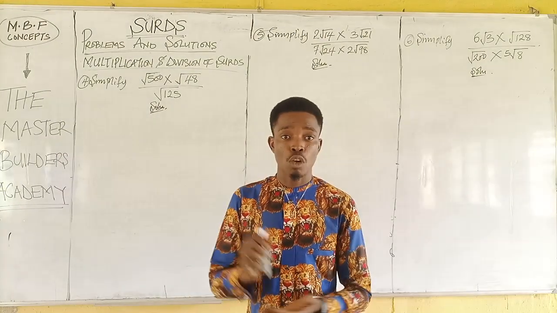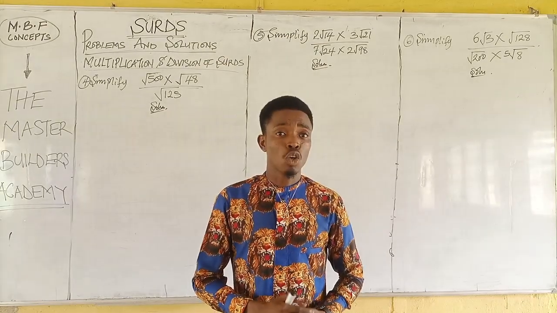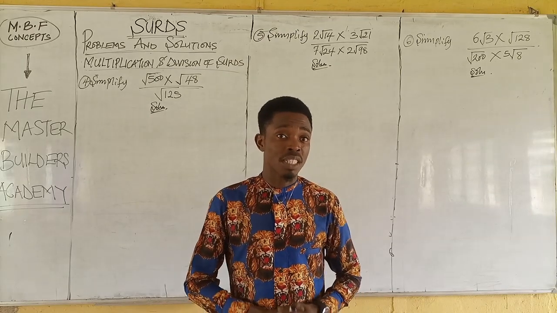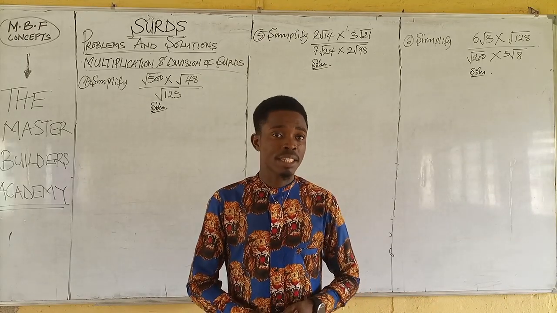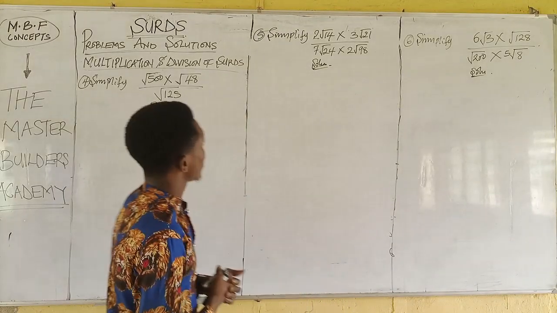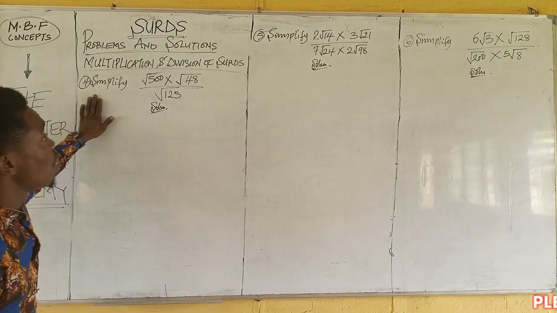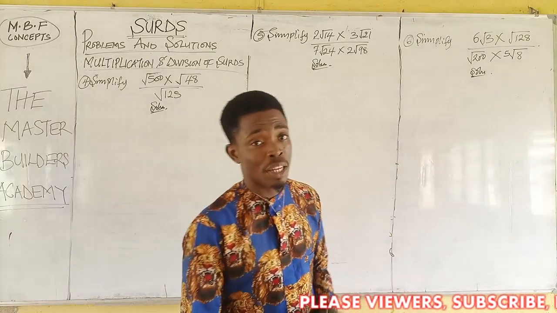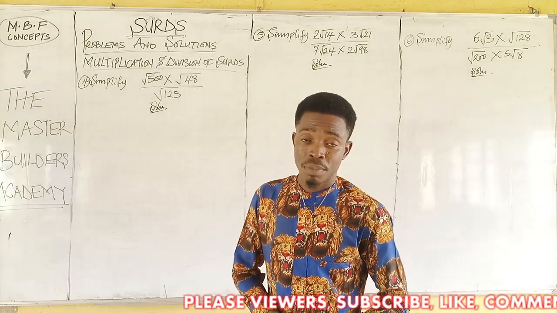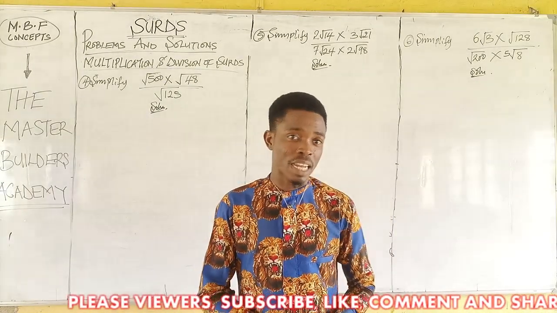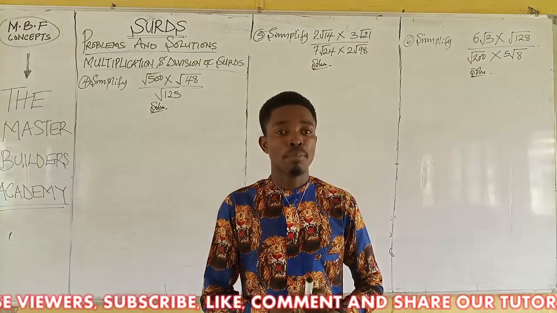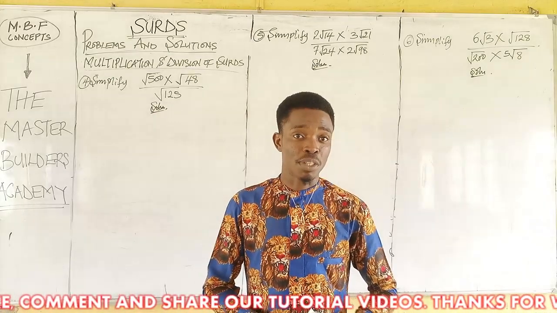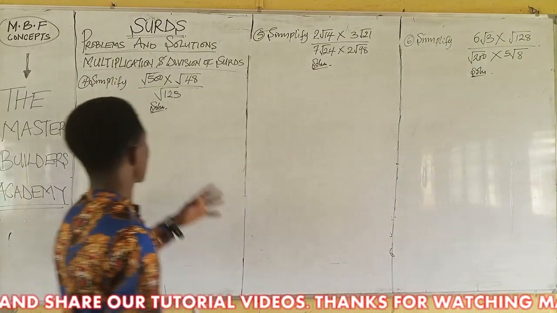Class. This is part 6 of this tutorial video, and we are going to continue from where we stopped in our previous tutorial class. Now we'll be looking at question number 4, question number 5, and question number 6 under complex surds, under multiplication and division of surds, guys. Of course, I know you have gained many values before now, but let's add more values to what you have gotten from us. Now, God helping us, we have this on the board.